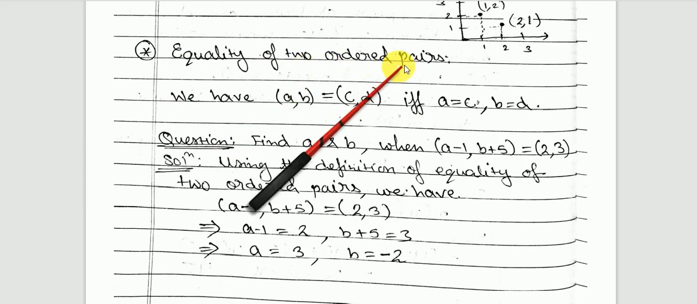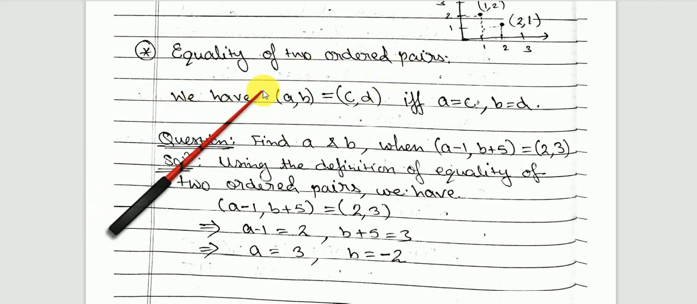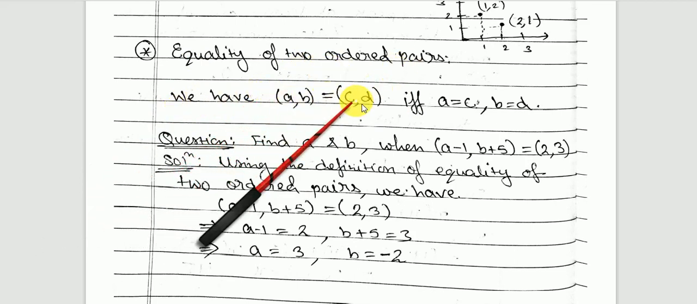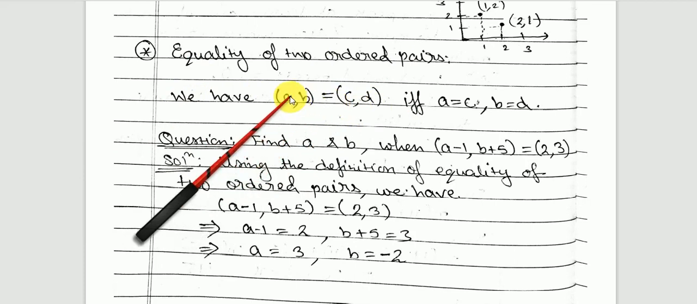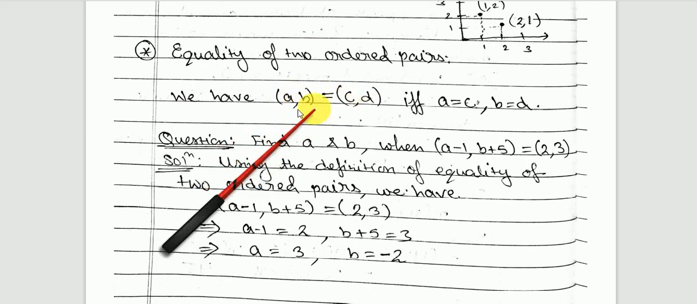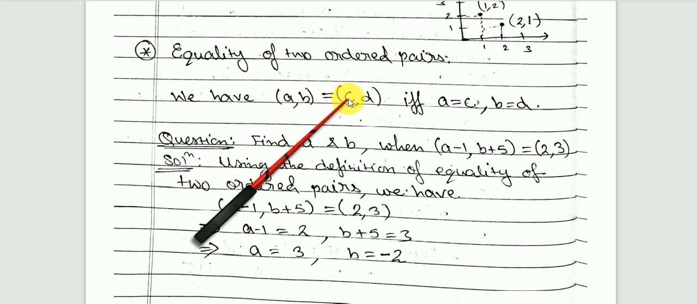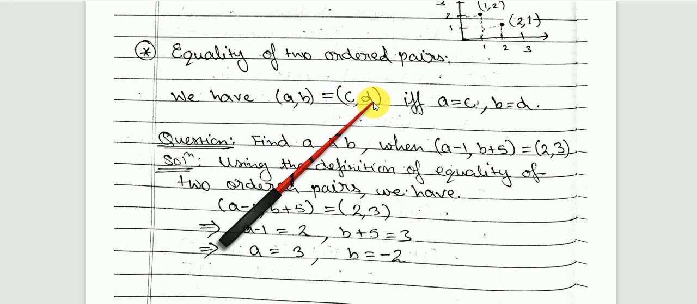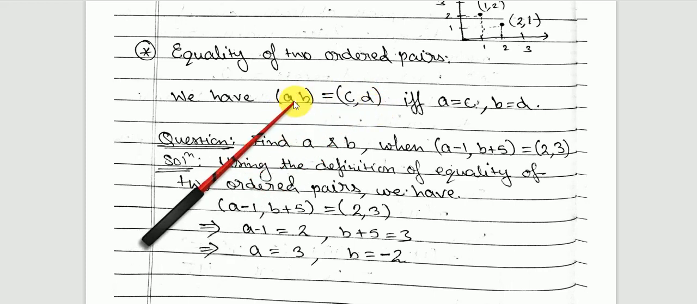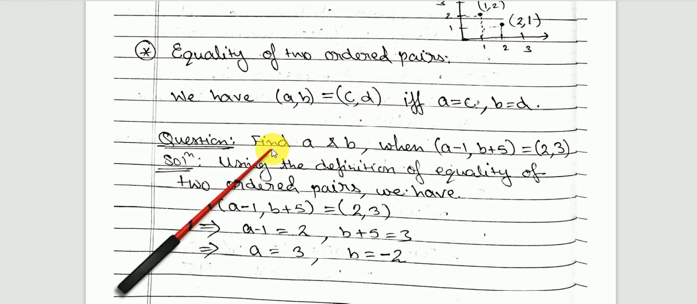Equality of two ordered pairs. If we have two ordered pairs a comma b and c comma d, then we would say that these two ordered pairs are equal if the first component a is equal to c and b is equal to d. So these two ordered pairs are equal only if a is equal to c and b is equal to d. Let us see an example.